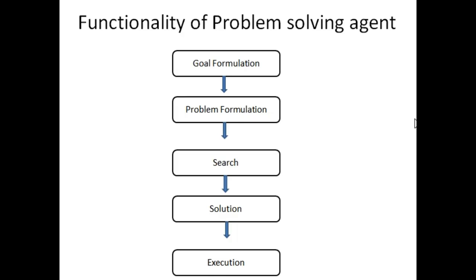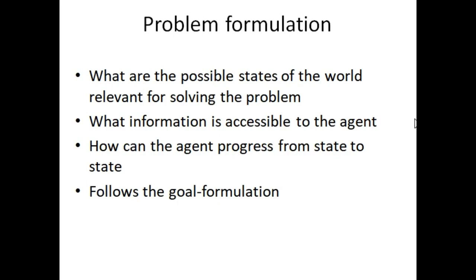Then the second functionality of the problem solving agent is problem formulation. After the goal formulation, this is also a very important point of the problem solving agent. In this formulation, we will cover these properties. What are the possible states of the world relevant for solving the problem? Then another question: what information is accessible to the agent?